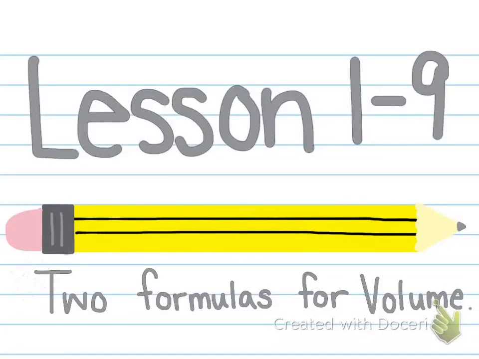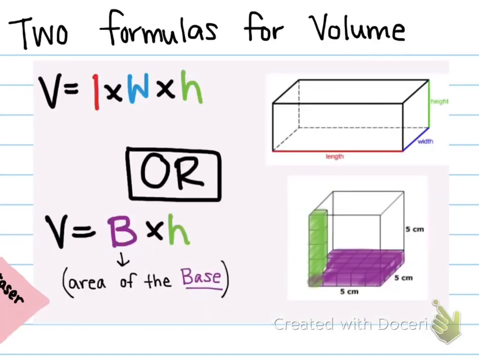Lesson 1-9, 2 formulas for volume. Yesterday we started taking a look at how we might not always need to find the length and the width if we know the area of one of the bases, or have a full layer like we do here in purple. Both of these formulas mean the same thing, and they'll both help us find the volume of rectangular prisms.